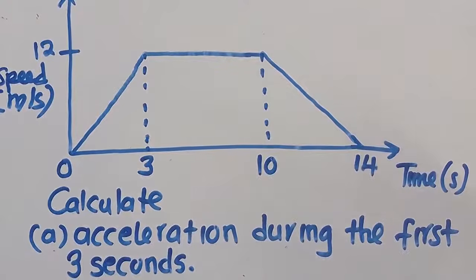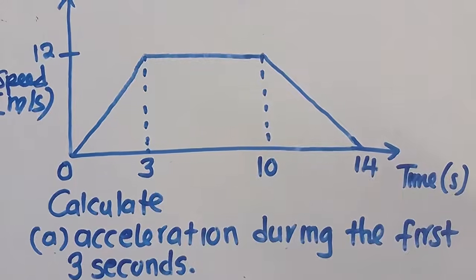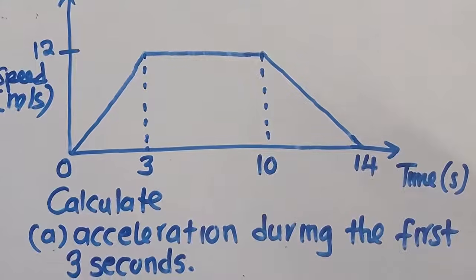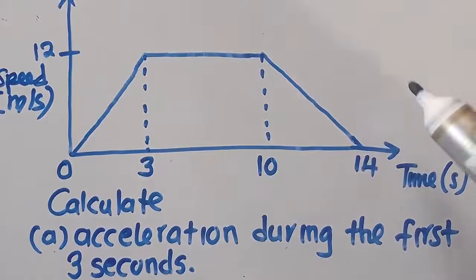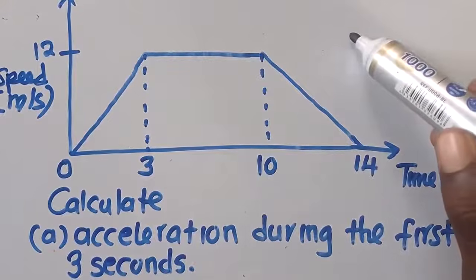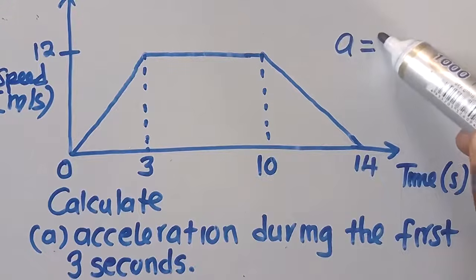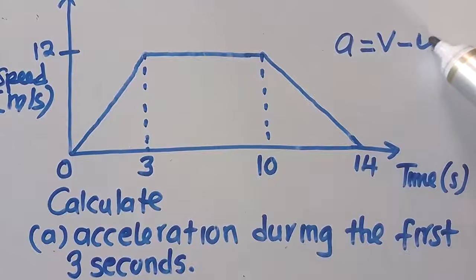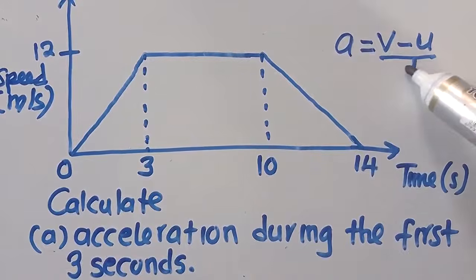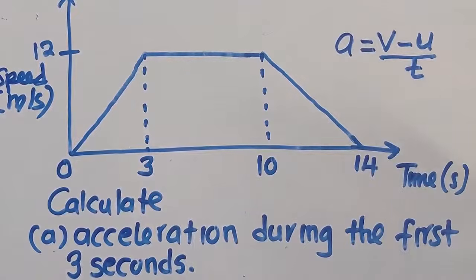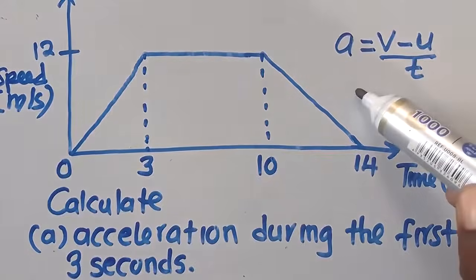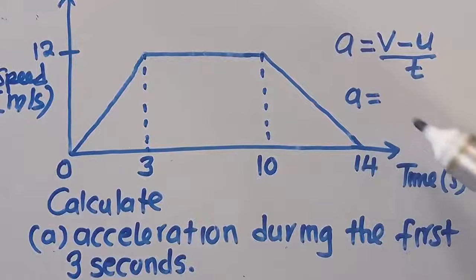So the way we are going to calculate the acceleration is very simple. You just need to know the formula. So what's the formula for acceleration? We know that acceleration is equal to final velocity minus initial over time. This is the formula we are going to use. So then you just substitute in this formula.